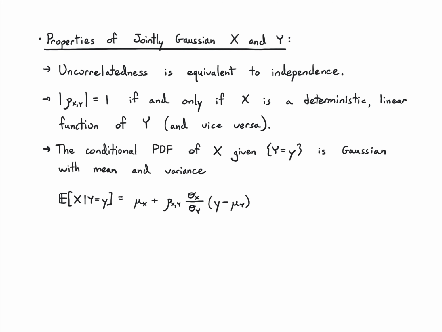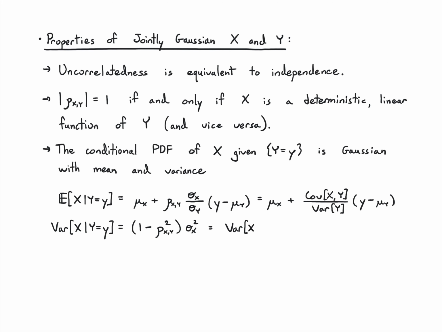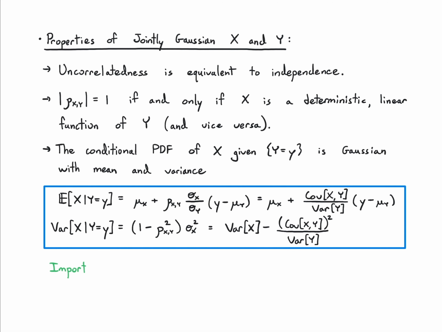An alternative way to write the exact same formula is just to replace the correlation coefficient and standard deviations with covariance xy over variance y. So both of those are useful, just depends on what you're given. The variance given y is going to be 1 minus the correlation coefficient squared times the variance of x, or the variance of x minus the covariance squared over the variance of y. All of this is really important for estimating things, and we're going to see more of that later. So these formulas maybe don't play so much of a role for us right now, but we're going to see why they're so important very soon.